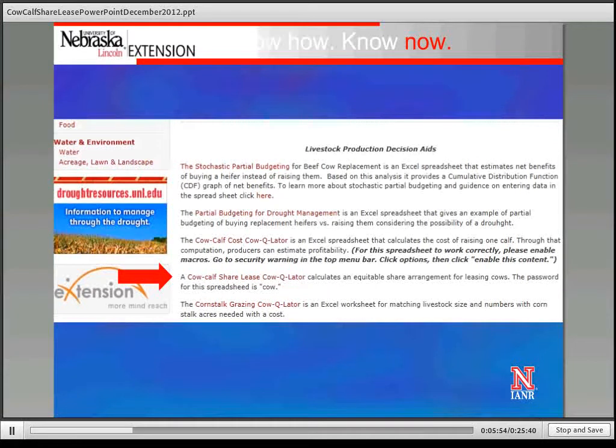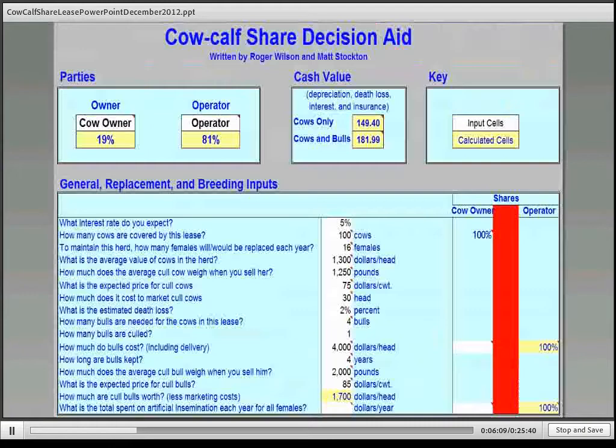If you go to that website, the Ag Manager toolbox, and you click on that, you'll see this website pop up that says Livestock Production Decision Aids. And if you go to that list of websites there and you click on a cow-calf share lease calculator where this red arrow is, it will then take you to this next website that looks like this. Actually, the website will allow you to download the Excel spreadsheet to your computer. Once it's on your computer, you can go ahead and open it.